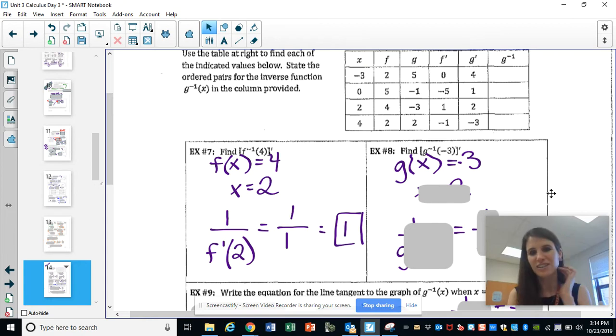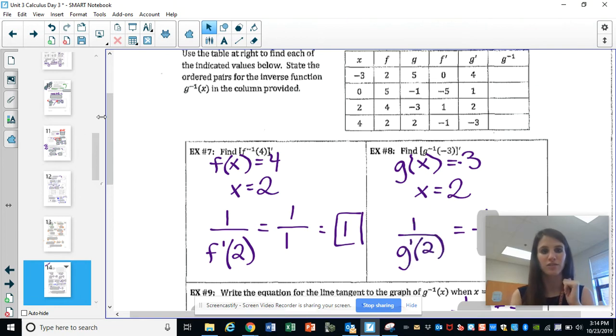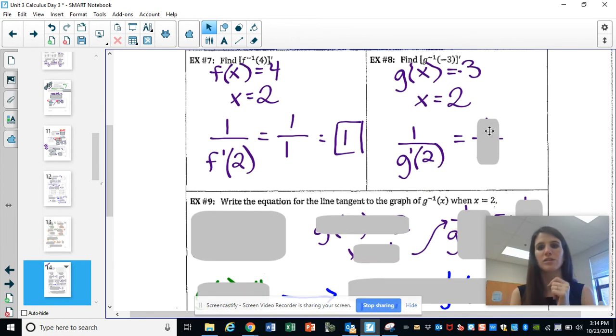All right, so g of x is equal to -3 when? Well, here's g. It's equal to -3 when x is 2 again. Then what do we do with that 2? We plug it into the derivative, and the derivative of g at 2 is 2. So therefore, our answer is 1/2.